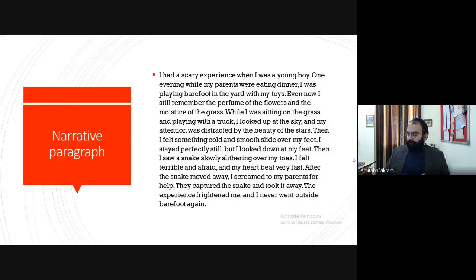Now, since you have a little understanding of what is tense and what is time, now we will look at this small narrative paragraph, how tenses play a crucial role and how they represent time. I'm reading it for you.